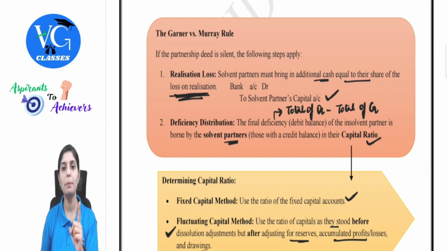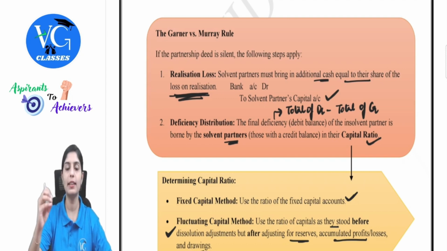First step, solvent partners will bring additional capital. How much? Equal to the realization loss. Whatever share of realization loss is distributed to them, they will bring so much as additional capital. For this, the entry will be bank account debit to solvent partners' capital account. Second step, we have to distribute this deficiency. How do we get the deficiency? Total of the debit side of the insolvent partner minus the total of the credit side. If anything is realized from his estate, we will subtract that.